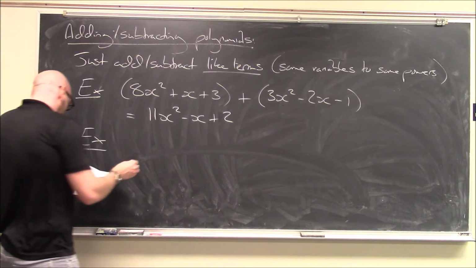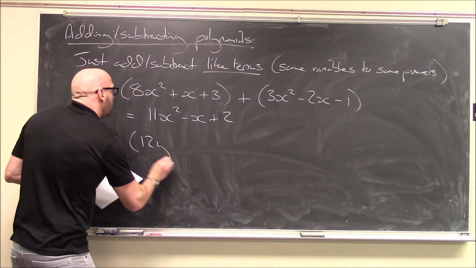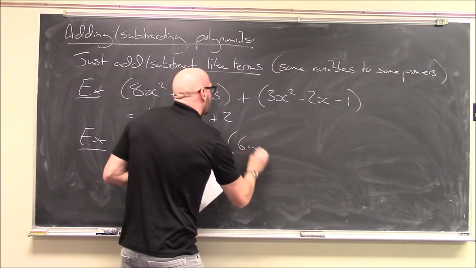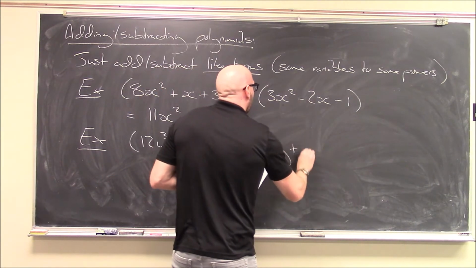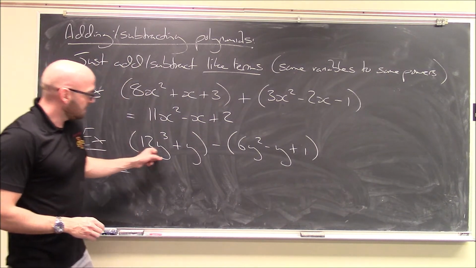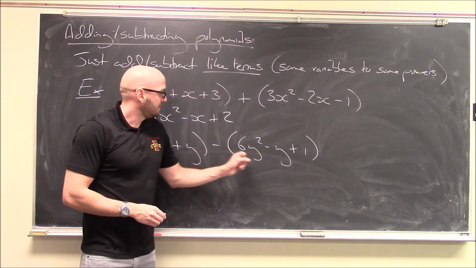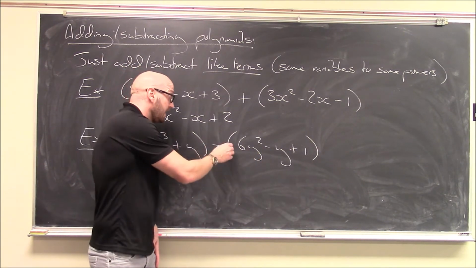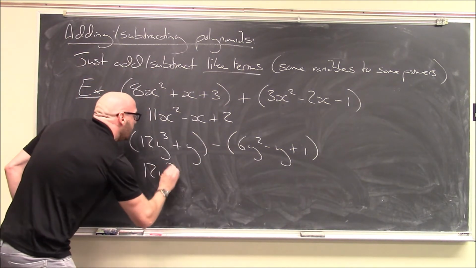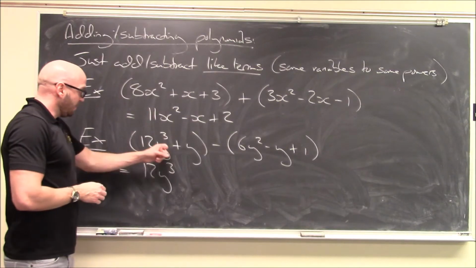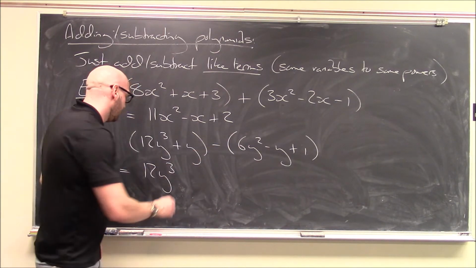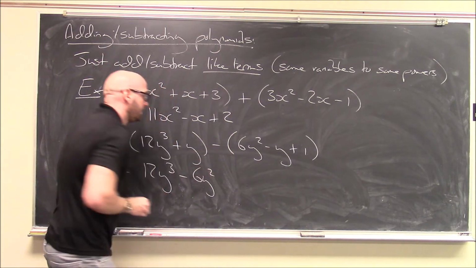We'll do subtraction. Let's do 12y cubed plus y minus 6y squared minus y plus 1. Alright, so I've got 12y cubes over here, and I'm subtracting how many y cubes? 0 y cubes, right? They're technically here, it's just I haven't written them because it's 0 of them, so minus 0 y cubes still leaves me with 12y cubes. How many y squareds do I have? Well, I've got 0 y squareds minus 6y squareds. So that leaves me with negative 6y squared.